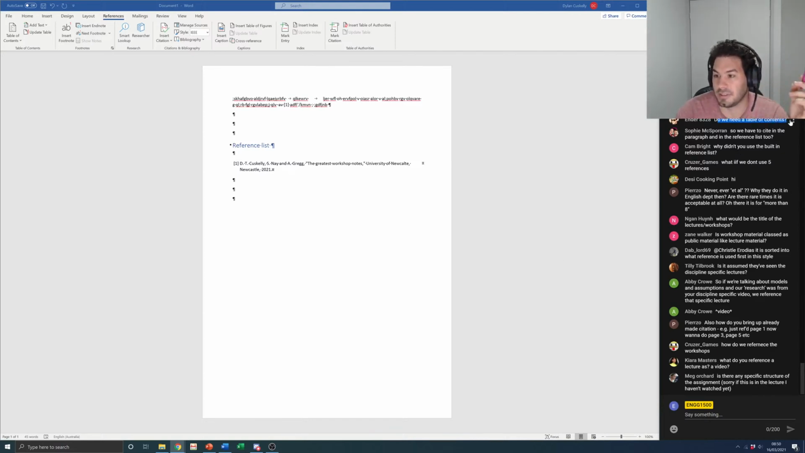Do we need a table of contents? If you want to waste a page on a table of contents in what essentially becomes an 8-page document, go for it. Don't go for it. It's totally useless in a 9-page document. Do we have to cite in the paragraph and in the reference list too? Yes. So you insert citation where you used it. So this text would be talking about whatever was in that citation, and then you cite it there. And then it appears in your reference list.